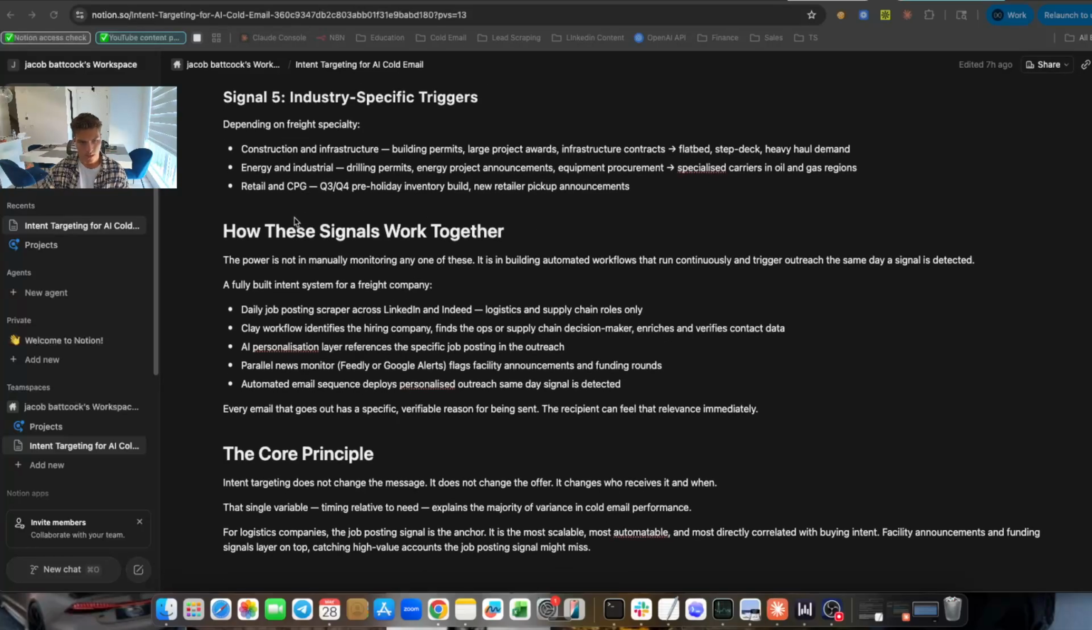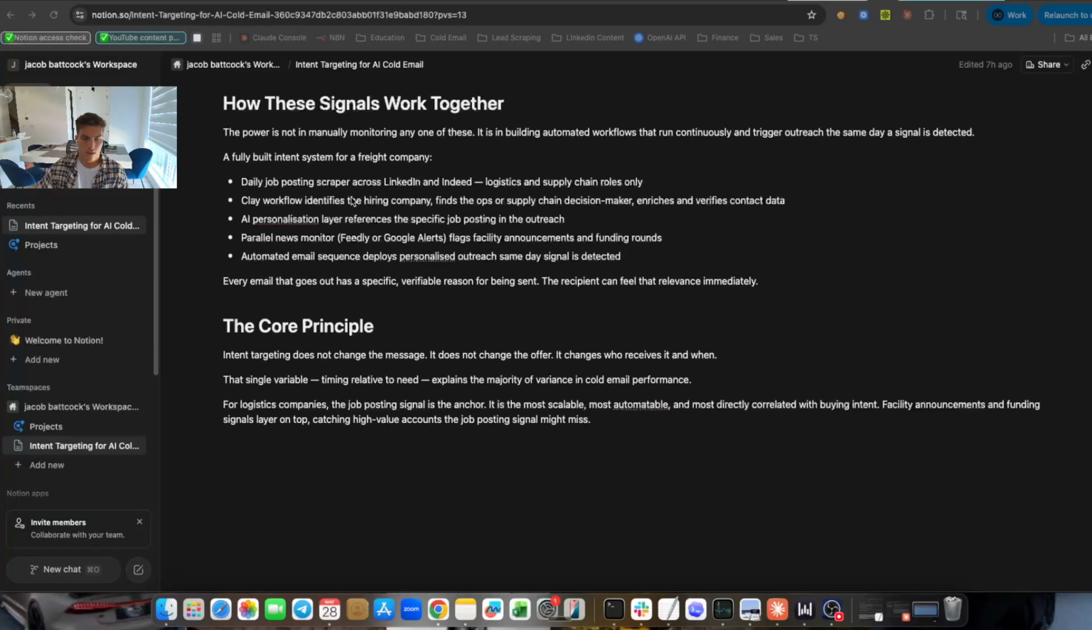So lastly, we have retail and consumer-based goods. One of these is just very clear timing, coming up at around the Q3, Q4 pre-holiday build. They're going to be looking to scale their inventory like crazy at around this time. So that's going to be a huge peak in need for logistics services.